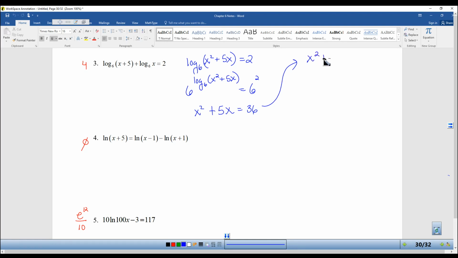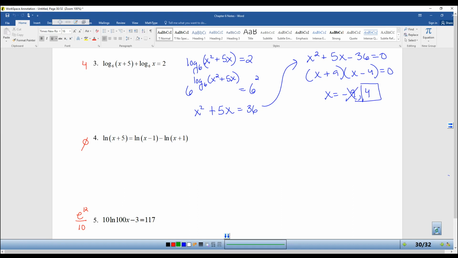I see an x squared in my equation. What do? I set it equal to 0 and I factor. My 2 answers are that x is either equal to -9 or 4. If you plug the 4 in, you have no problem with the negative, but if you plug in the -9, this becomes log base 6 of -4, which is not allowed. So my only answer is 4.